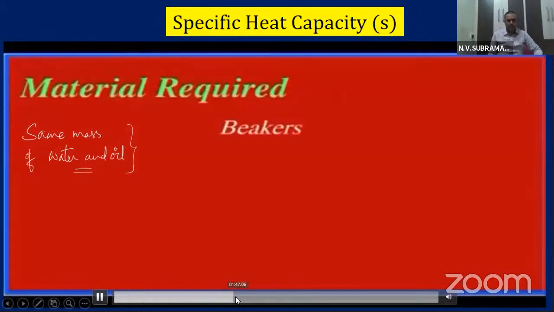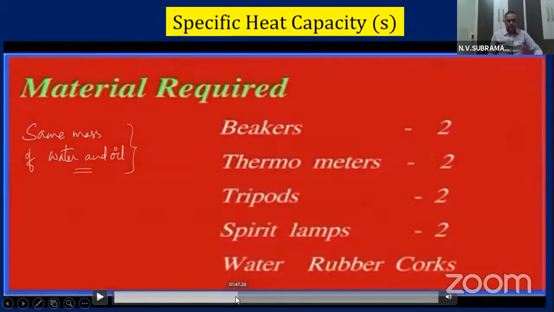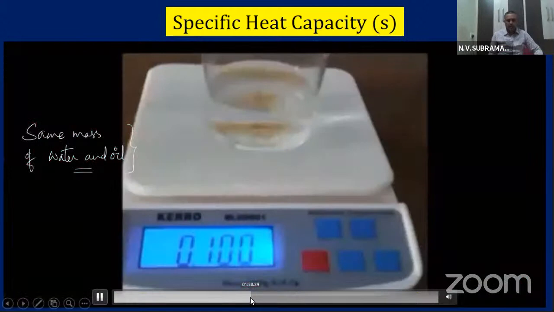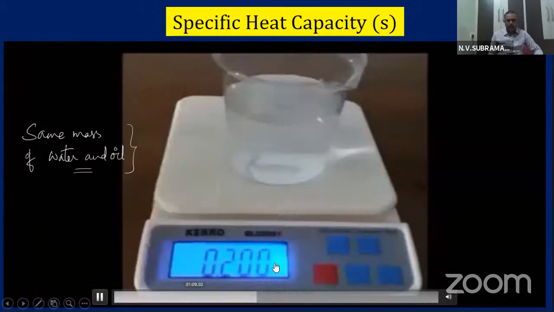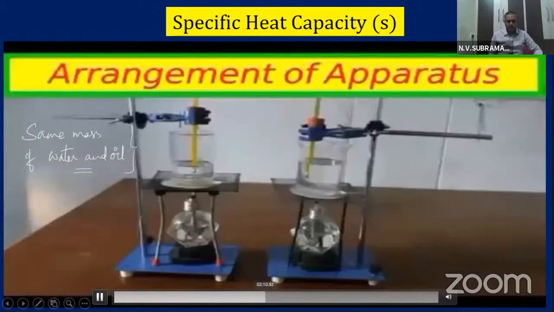Okay, let us see. So we are taking two beakers, two thermometers, two stands, two lamps, two rubber corks. And you see carefully. In one beaker I am taking 100 grams of water. In another beaker I am taking 200 grams of water, and I am heating both of them.